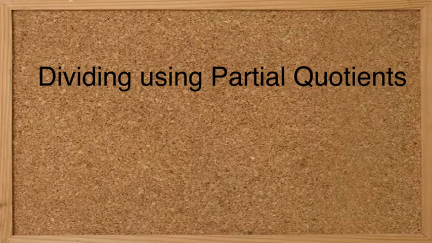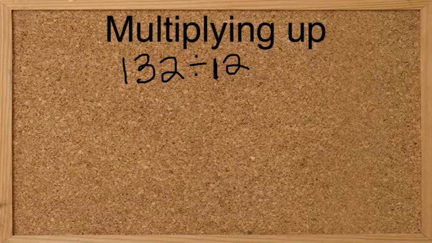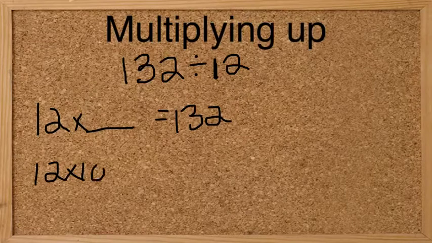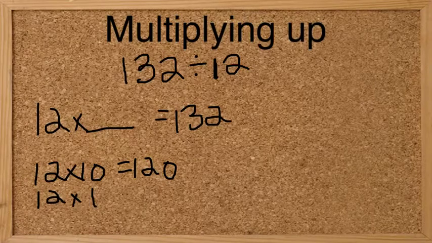In this video, we're going to review partial quotients, which is a strategy we use to divide. Last year, many of you used a strategy called multiplying up. So if you were solving 132 divided by 12, you would think to yourself, 12 times what would get me close to 132? And then you would start making guesses, like 12 times 10 gives me 120, so I'm close. And then you might try, all right, 12 times 1 is another 12. And if I add those up, I get 132.